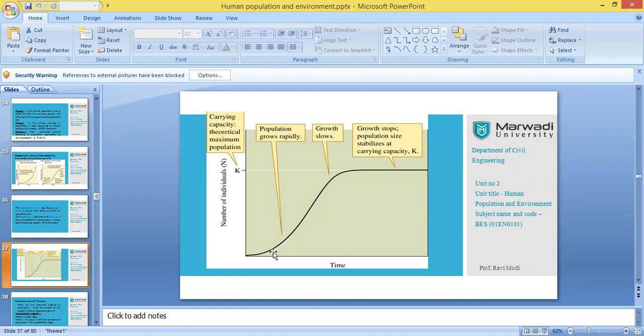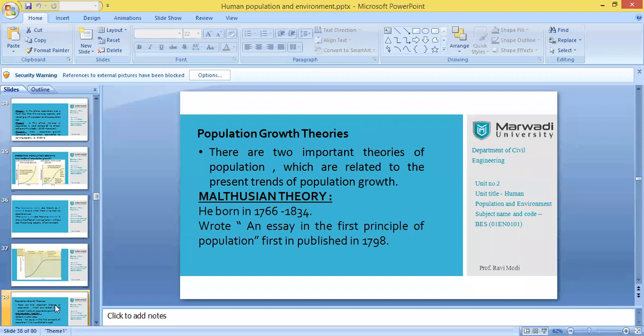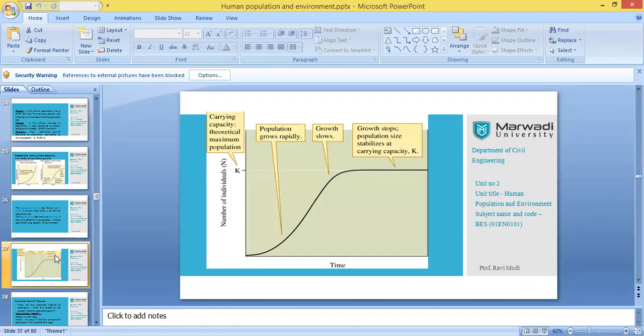The population is growing rapidly in this particular phase, but when it is near the carrying capacity line, the growth slows down. The growth stops, and the population stabilizes at the carrying capacity K. So this is regarding the different population growth rates, logistic and exponential. If there is any doubt, you can tell me very quickly. Otherwise we shall move on to the next part, the numericals regarding growth rates.